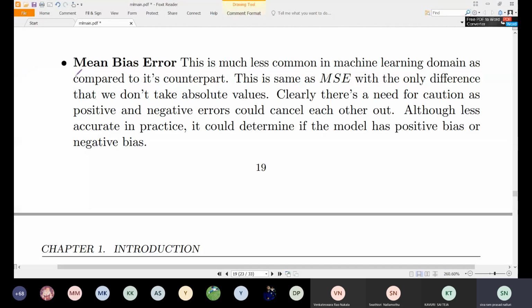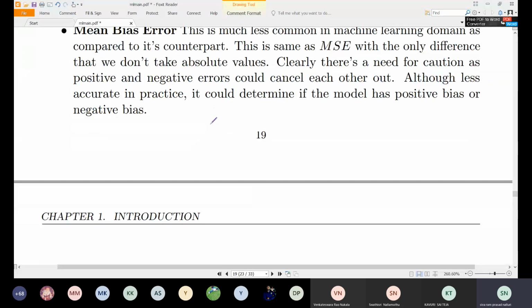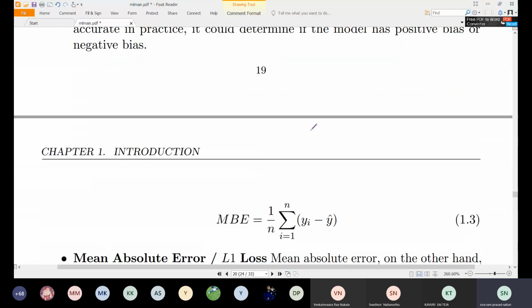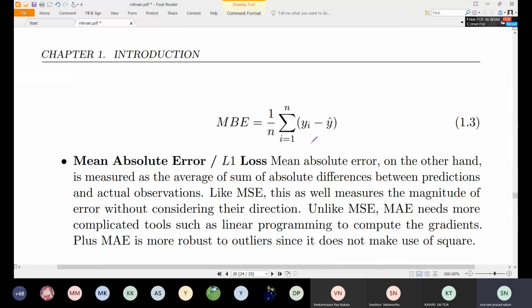Okay. The first loss function that is very easy to understand is bias error, or mean bias error. Whatever error that we have calculated till now is what is known as mean bias error. What did we discuss earlier?